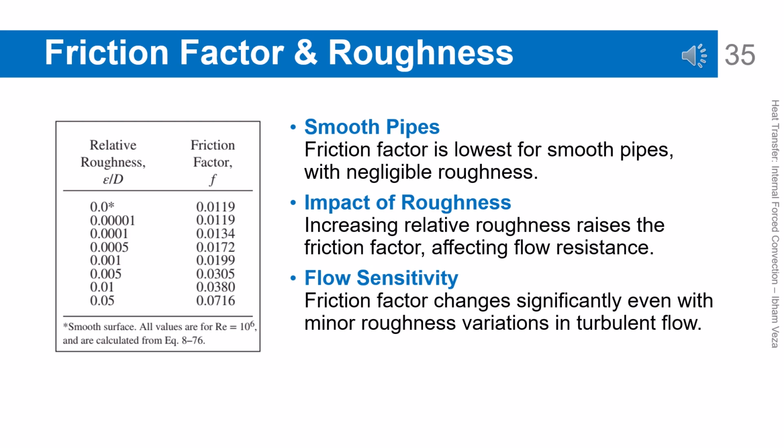Friction factor and roughness. For smooth pipes, the friction factor has the lowest value. As the relative roughness increases, the friction factor also increases. In turbulent flow, even small roughness can significantly increase pressure losses. Therefore, the internal surface condition of the pipe strongly affects pumping energy consumption. Material selection becomes an important factor in flow system design.